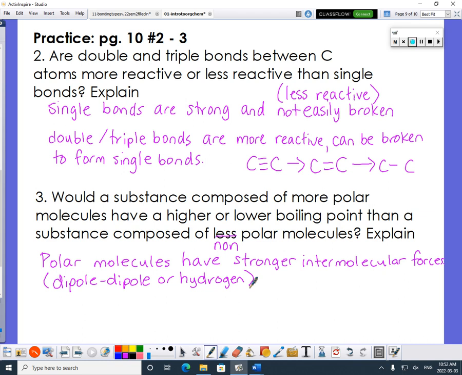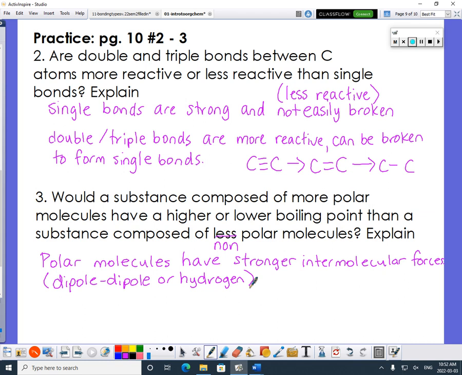Right. So in this case, it doesn't really say, once it's polar, that you have to decide whether it's dipolar or hydrogen bonding. We can't really do that. We don't know if it has H, N, or F. We just know it's polar. So polar, whether it's this or this, will be stronger than nonpolar. You would have to be given more information to distinguish between these two.